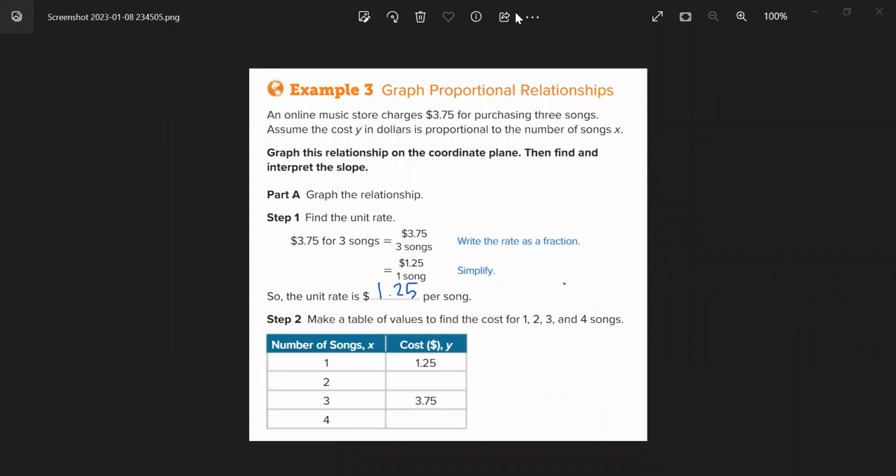Now, let's make a table of values to find the cost for 1, 2, 3, and 4 songs. So we already have the one for 1. We just did it here in the unit rate. And the problem gave us the one for 3 songs. So for 2 songs, we need to multiply our unit rate times the number of songs, following the rule here. So for 2 songs, it will be $2.50. For 4 songs, it will be $5. Okay? So this is what we're going to use to graph. Okay, we go to the next step.